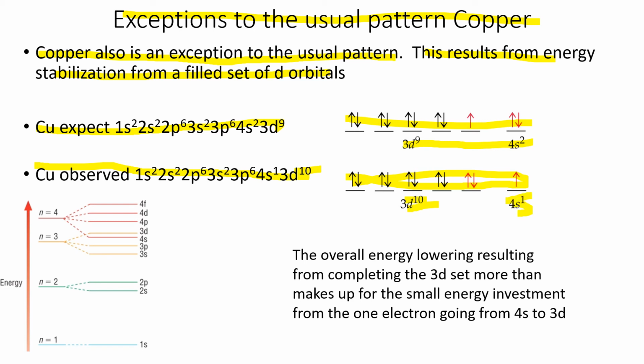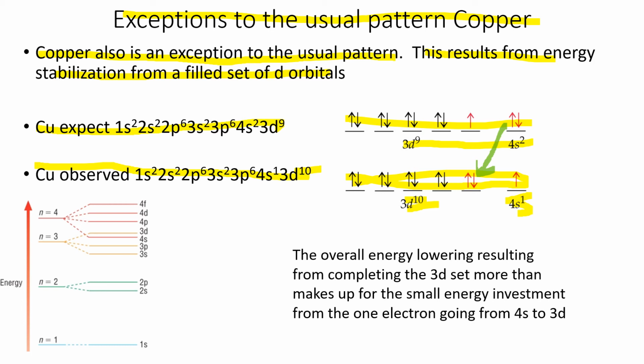So you're doing something similar to what we just saw for chromium. We're taking an electron from the 4s and moving it up to the 3d. That's going to cost us a little bit of energy. So the energy lowering that we get out of that has to make up for it. So it's kind of the same thing. Look at what's really happening. From what we expect to what we actually get, it's kind of like we're taking a 4s electron and moving it to 3d.